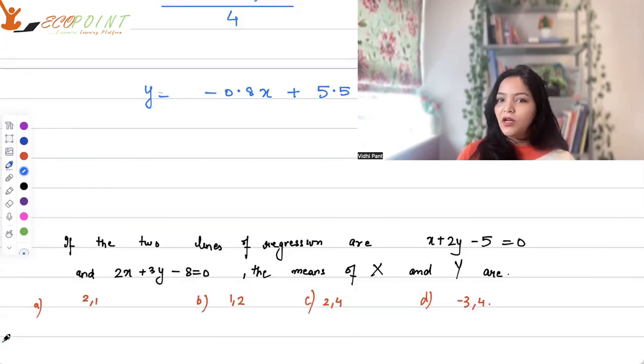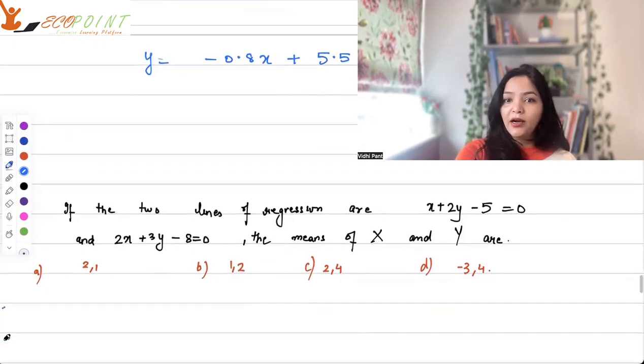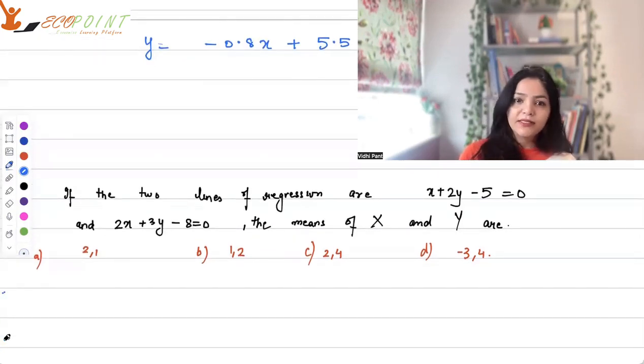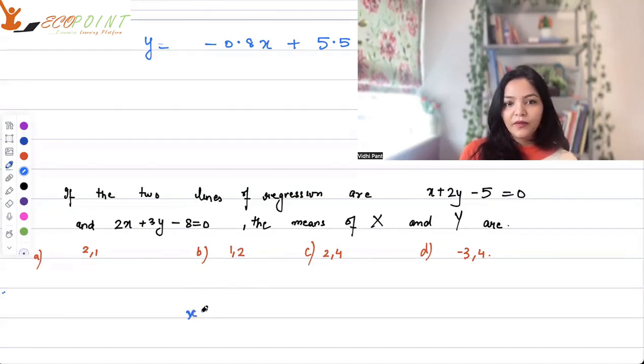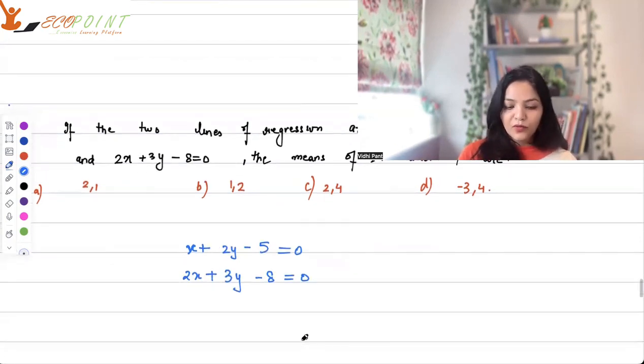If the two lines of regression are x plus 2y minus 5 equals to 0 and 2x plus 3y minus 8 equals to 0, the means of x and y are. Sometimes you're given the lines and you need to find the mean. So these are your options. Well, how do you go about it? So you have two equations with you. You have x plus 2y minus 5 equals to 0. You have 2x plus 3y minus 8 equals to 0. Well, you will have to solve for x and y. So how I can do that?